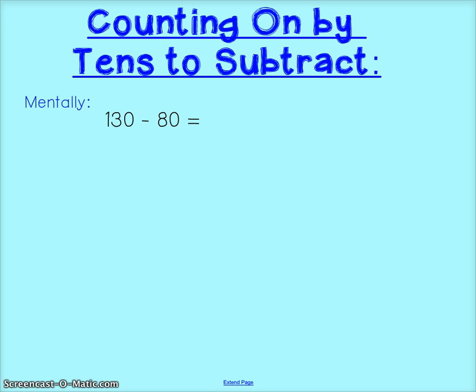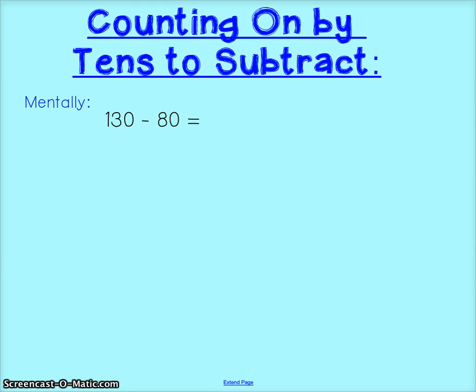So now we are counting on by tens to subtract. It's silly to think of counting on by tens to subtract because counting on means that it's getting bigger. Like think if I have 100, I count on by tens and I have 110, 120. But here's how we do it. We'll start with 80 and we're going to count on by tens until we get to 130. I'm going to keep track of my tens on my fingers, but I'm going to draw tallies on the board so you can do it along with me.